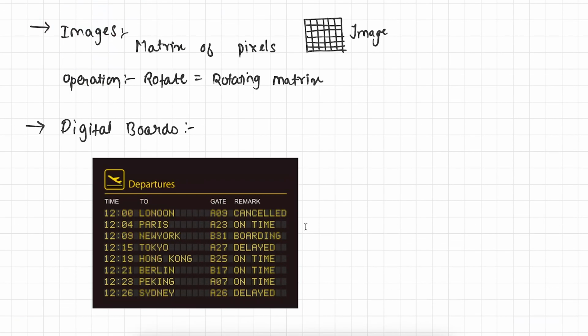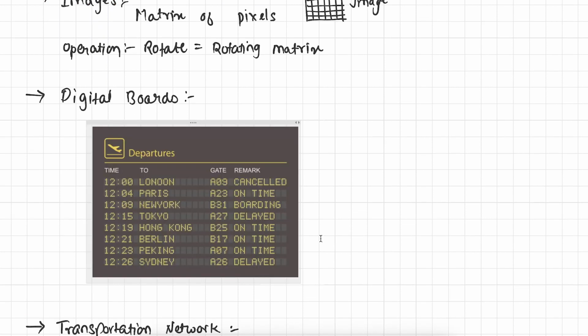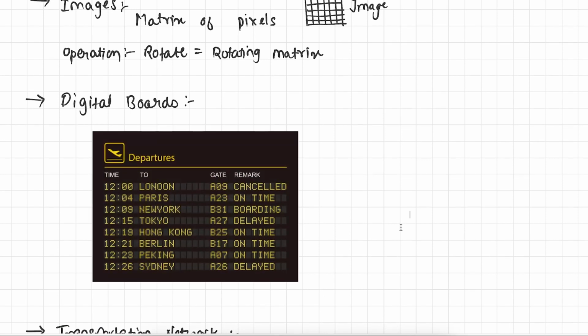Now moving on to the next application, that is digital boards. Whenever we travel by airplane or railways, we see this type of board hanging all over the place. And these boards are nothing but an application of matrices. If you observe this board, you will see that there are multiple dots on the board, and these boxes are nothing but rows and columns in a matrix. So this is a classic example of a matrix.